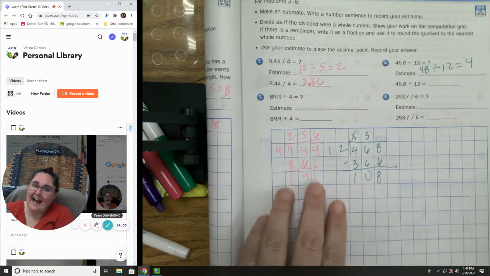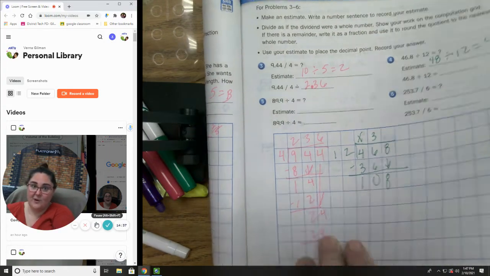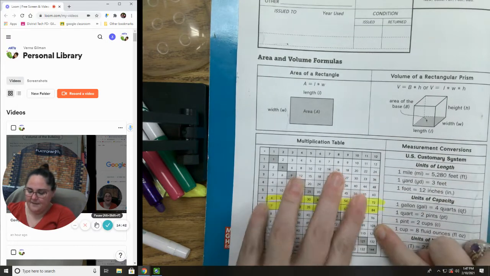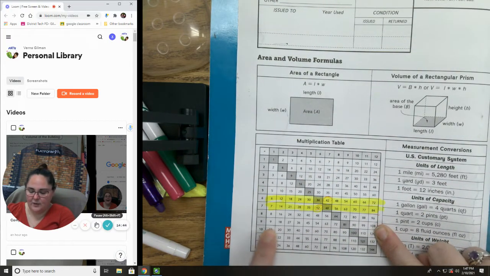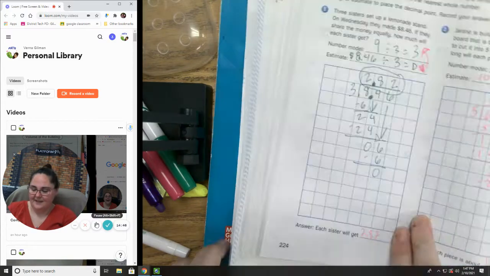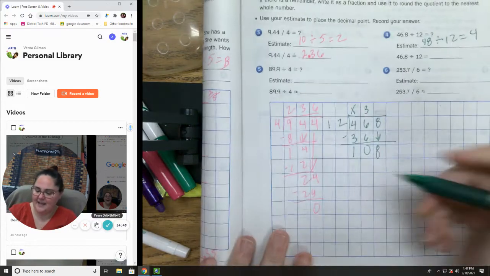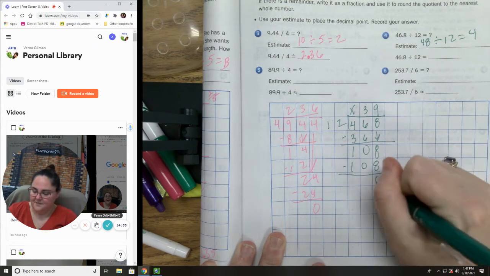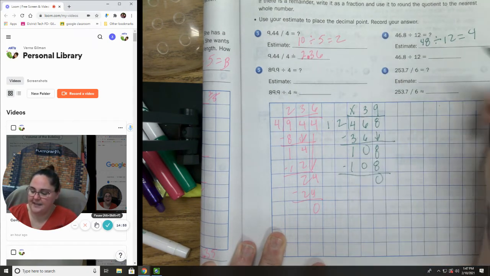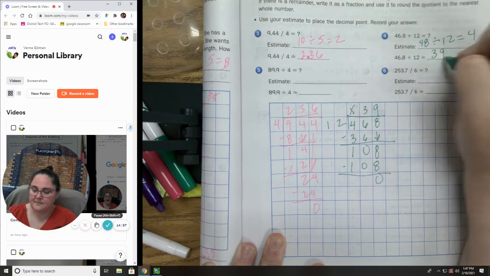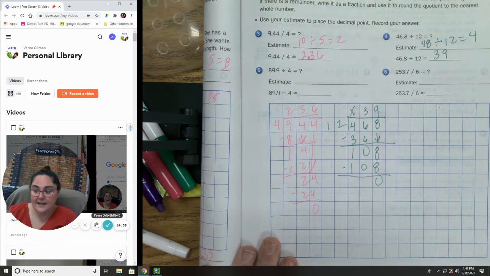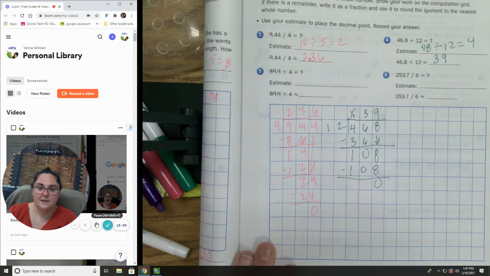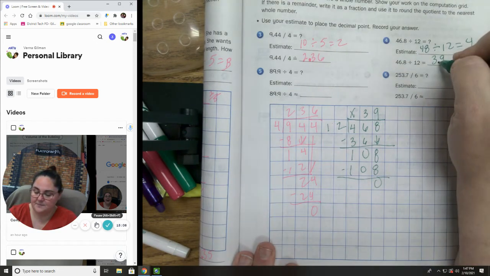So you know what? I know that I have my multiplication chart, so I'm going to use it. Why not? I'm going to look at my 12s, find the number 108, and go across: 9. So 12 goes into 108 9 times. So my answer here would be 39. And again, it has to be close to 4. So my decimal would be right in the middle.